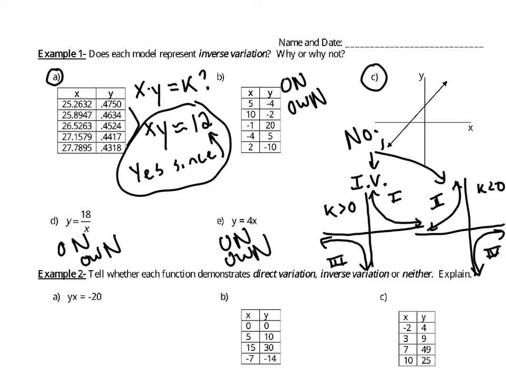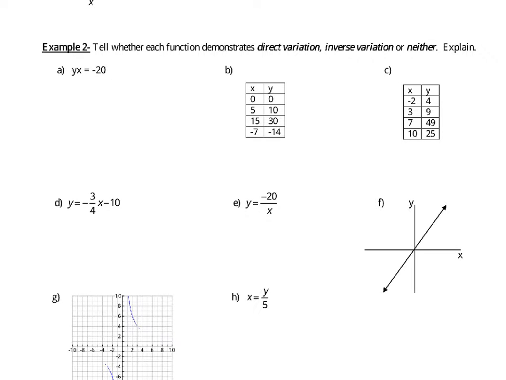So in example 2, we're asked to put the last two lessons together and determine whether these functions represent either direct variation or inverse variation, and potentially they could be neither of those two. Now we have to use what we learned before in addition to what you've just learned to put this all together. I'll try a few of these with you, and I'll start with example 2b.